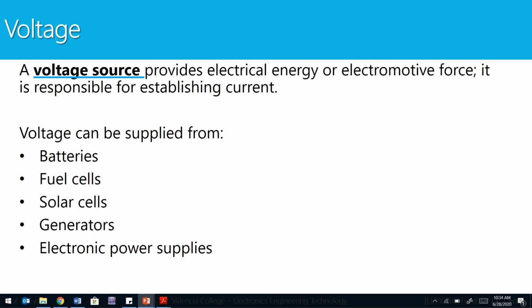A voltage source provides the electrical energy needed, or the electromotive force needed to establish current. So a voltage source is what is going to establish the flow of electrons in a circuit. Voltage can be supplied from batteries, fuel cells, solar cells, generators, electronic power supplies. These are just a few examples.